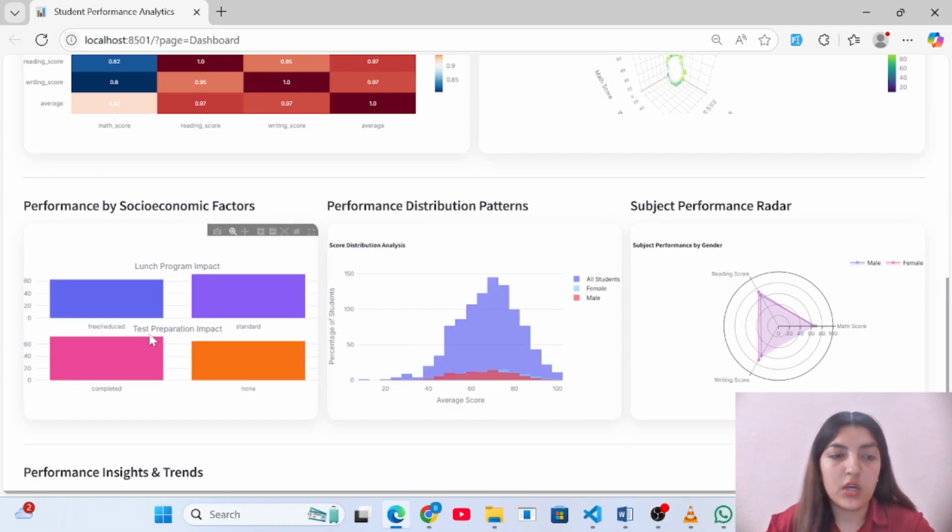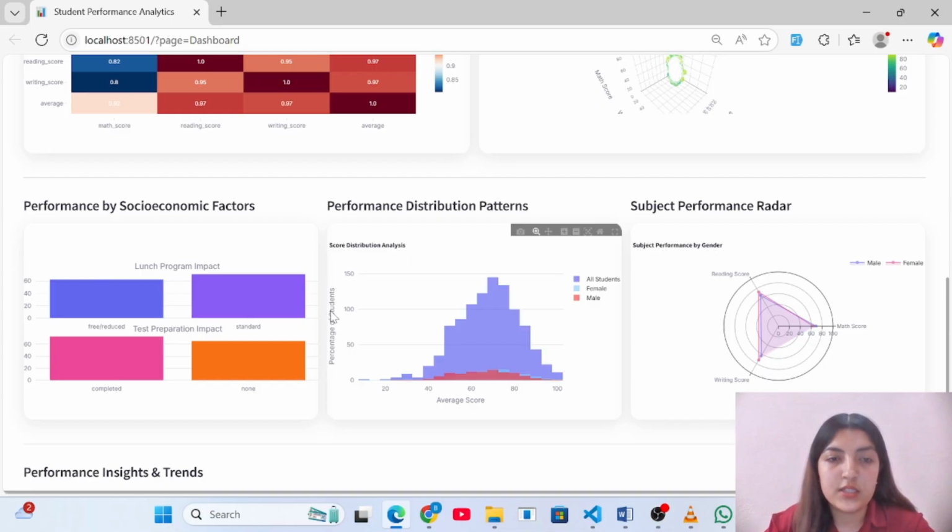So how does lunch affect student performance? Whether they take lunch before taking the test or not also affects student performance. You can see there are different options, like whether they have completed their lunch or not, whether they have a standard lunch, or whether they have got a free lunch. All of these things also matter for student performance.